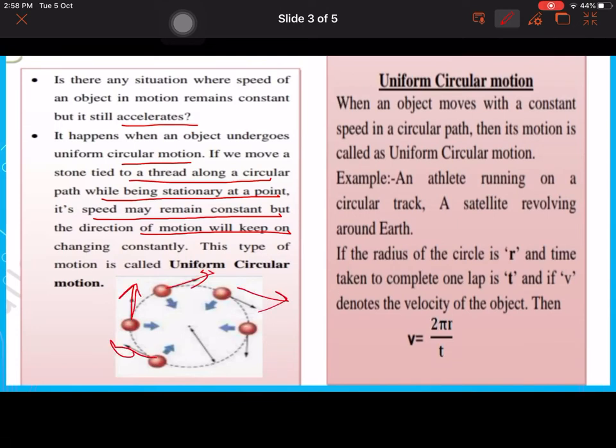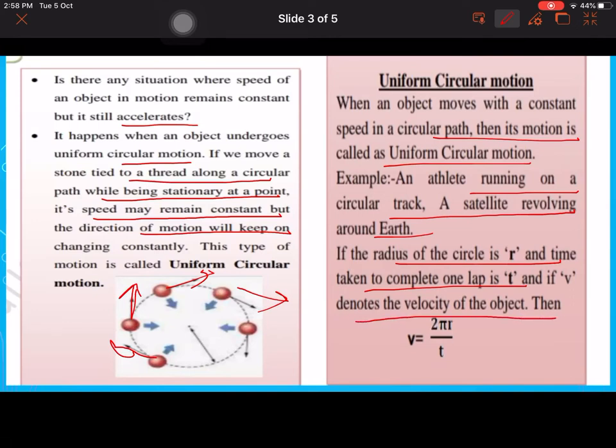So this is uniform circular motion. When an object moves with a constant speed in a circular path, the motion is called uniform circular motion. An athlete running on a circular track and a satellite revolving around the earth are examples. For the formula, if the radius of the circle is r and the time taken to complete one lap is t, and v denotes the velocity of the object, then v is equal to 2 pi r upon t. So this is the important formula.